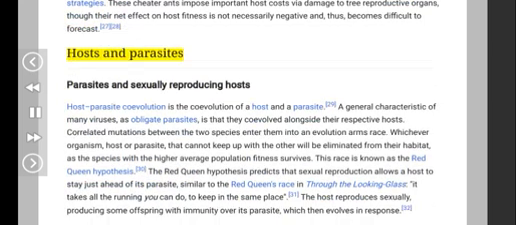Hosts and parasites. Parasites and sexually reproducing hosts. Host-parasite coevolution is the coevolution of a host and a parasite. A general characteristic of many viruses, as obligate parasites, is that they coevolve alongside their respective hosts. Correlated mutations between the two species enter them into an evolutionary arms race.